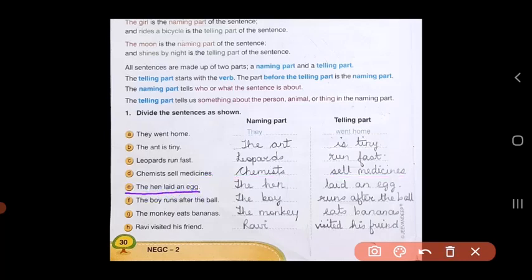The hen laid an egg. The hen will be the naming part. Laid an egg will be the telling part. The boy runs after the ball. The boy is the naming part. Runs after the ball is the telling part. The monkey eats bananas. The monkey is the naming part. Eats bananas is the telling part. Ravi visited his friend. Ravi will be the naming part. Visited his friend becomes the telling part.